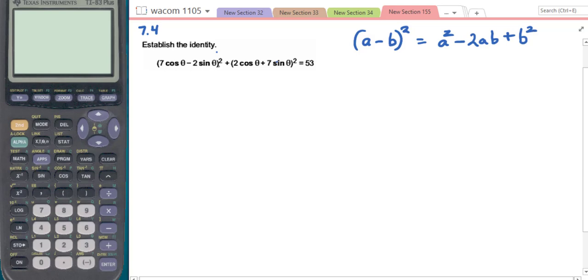All right, so we are squaring a binomial here. And so 7 cosine theta, we want to square that first. So that is going to be 49 cosine squared theta. All right, we're going to do minus 2 times multiplying the first and last. So 7 times 2 is 14. 14 times 2 is 28. And we'll have cosine theta, sine theta.